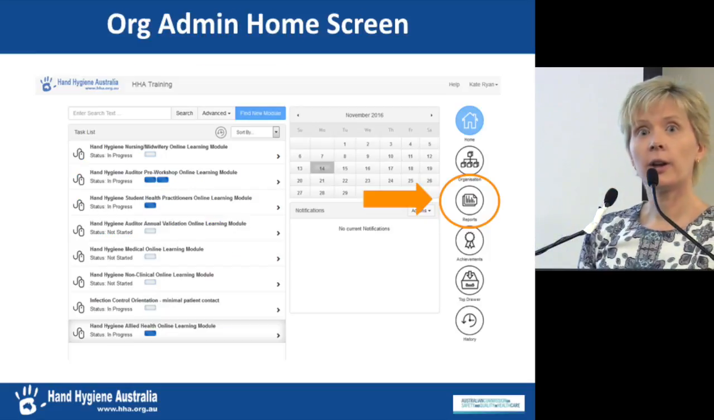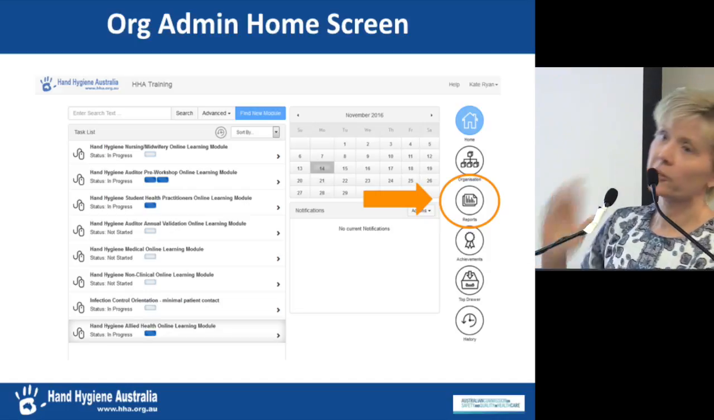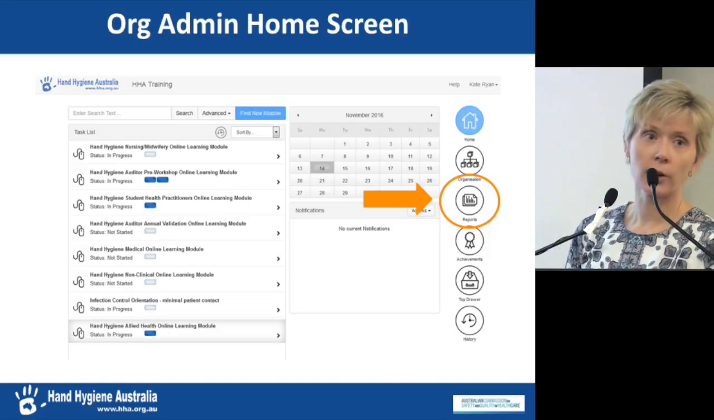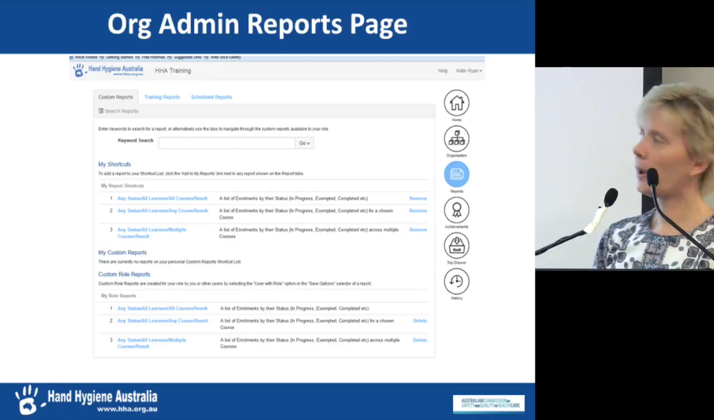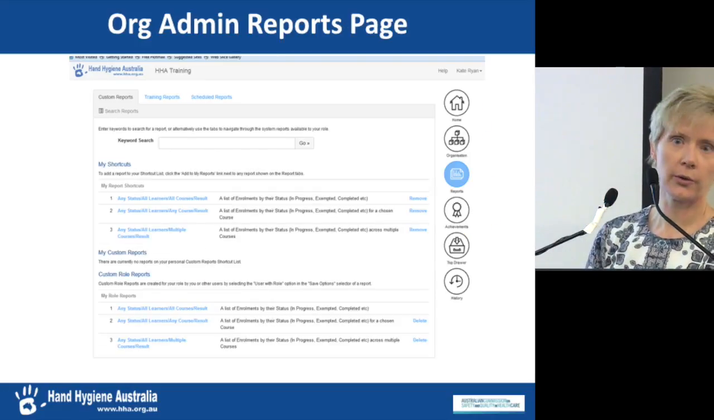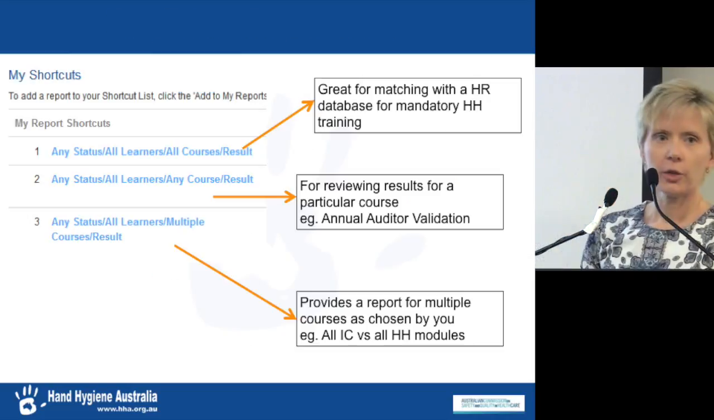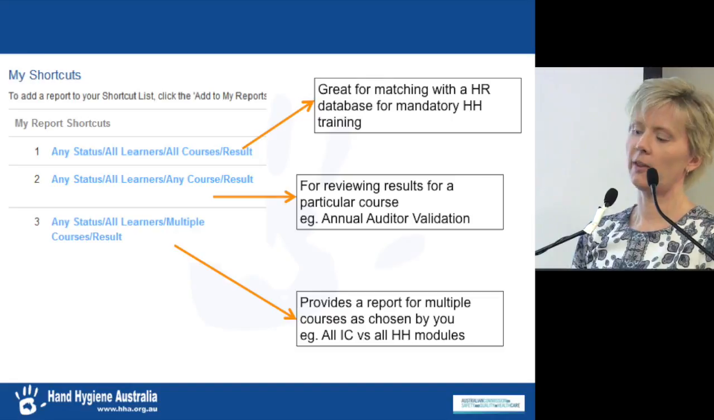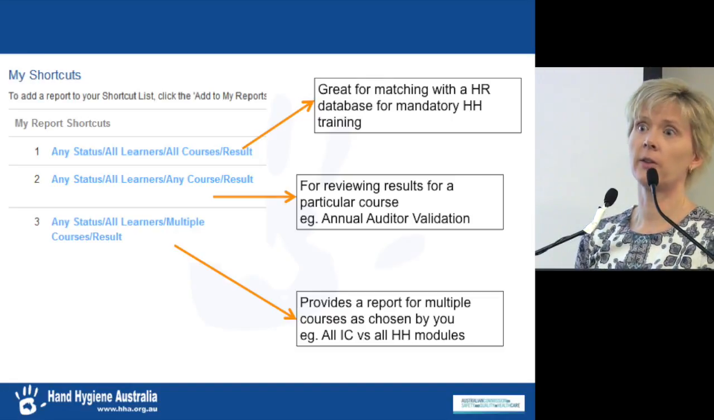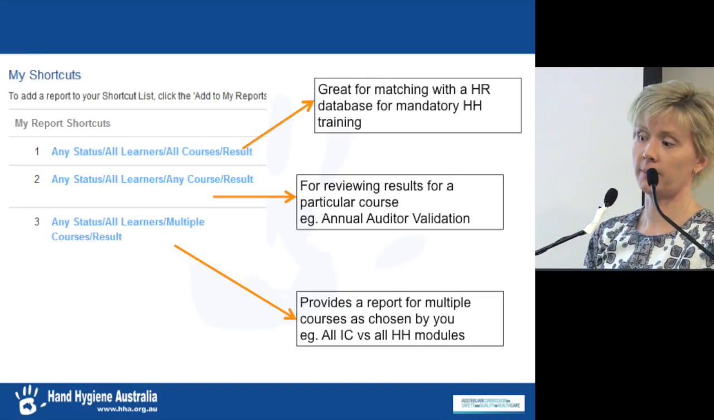So when you log in as an organisation administrator, you get a couple of extra buttons in your menu. You get an organisation button and you get a reports button. So when you click on the reports button, there are some shortcut reports that are presented to you. 3 shortcuts. The first report is all learners and all courses, and this is great for matching with a HR database to see who's completed their annual hand hygiene training.